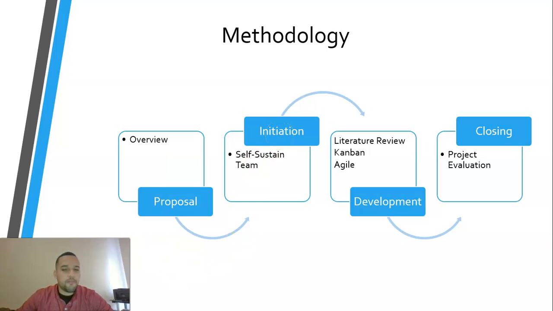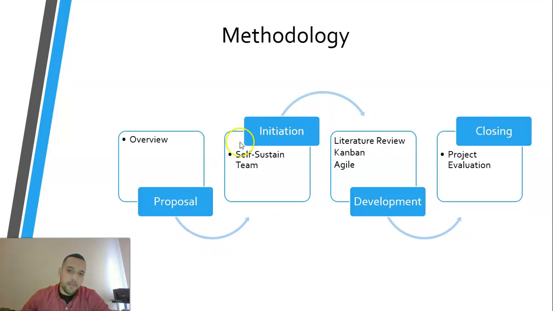The initiation phase was based on building what we call the holacracy team, which is self-sustained teams. The main difference with these teams or groups is that they make decisions based on what they think is important during that moment. Their decisions are not based on a leader or a boss telling them what is a priority. They prioritize the tasks based on group and team discussions.